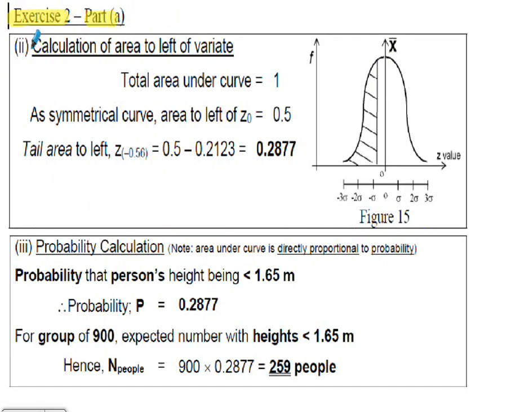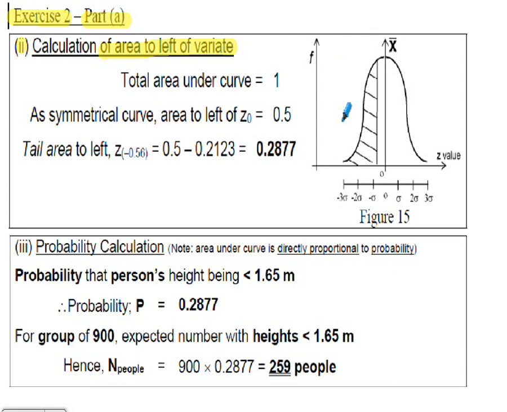Exercise 2, part A, step 2 here. We've got to calculate the area to the left of this variate. We're interested in the people whose heights are less than 1.65 meters, so we're interested in the shaded area to the left of our variate of minus 0.56.